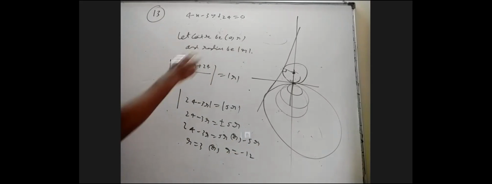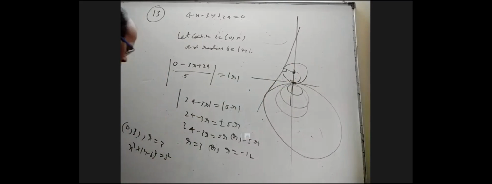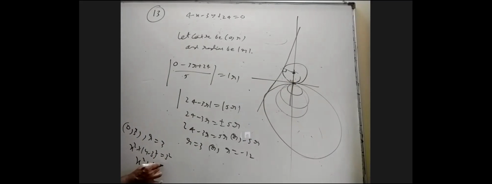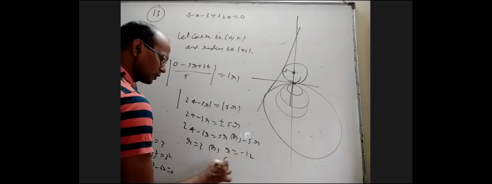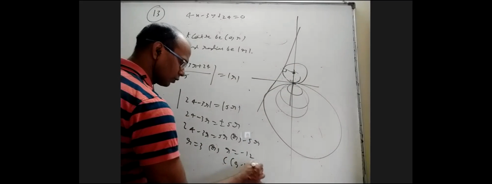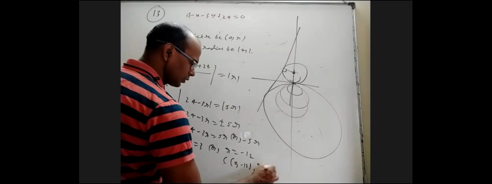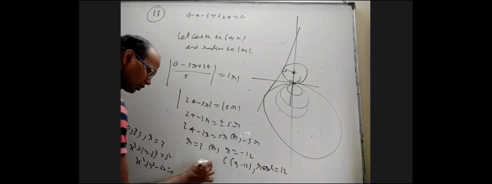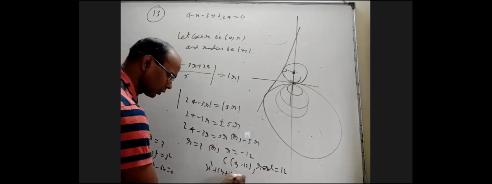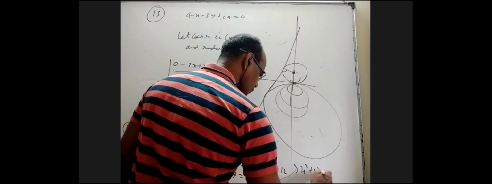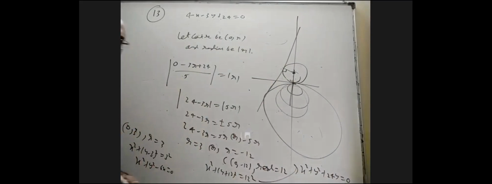So when you put r equal to 3, in the first quadrant will come the center (0, 3) and radius 3, which is x square plus (y minus 3) whole square equal to 3 square. Or (0, 0) and (0, 6) are the ends of the diameter. You will get x square plus y square minus 6y equal to 0. If I take the other, the center is (0, minus 12) and the radius is 12. x square plus (y plus 12) whole square equal to 12 square. When you expand this, you will get x square plus y square plus 24y equal to 0. So these are the two answers.